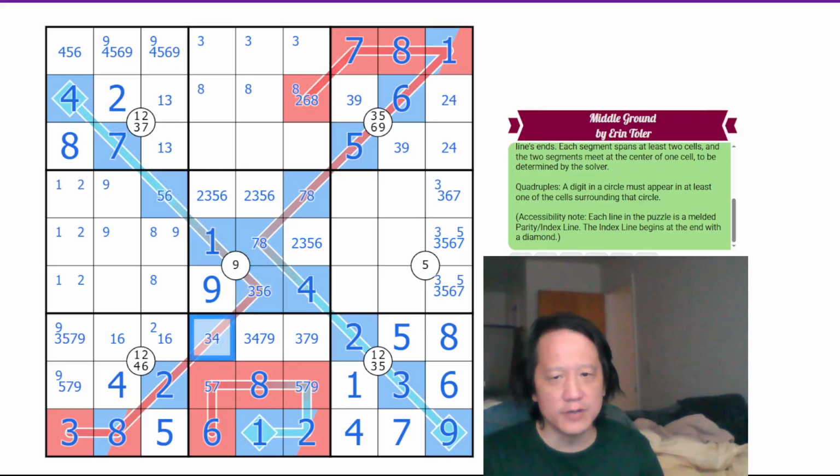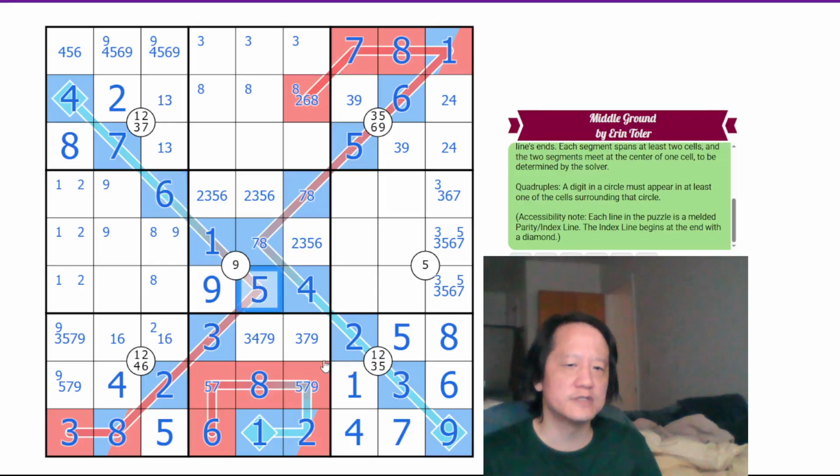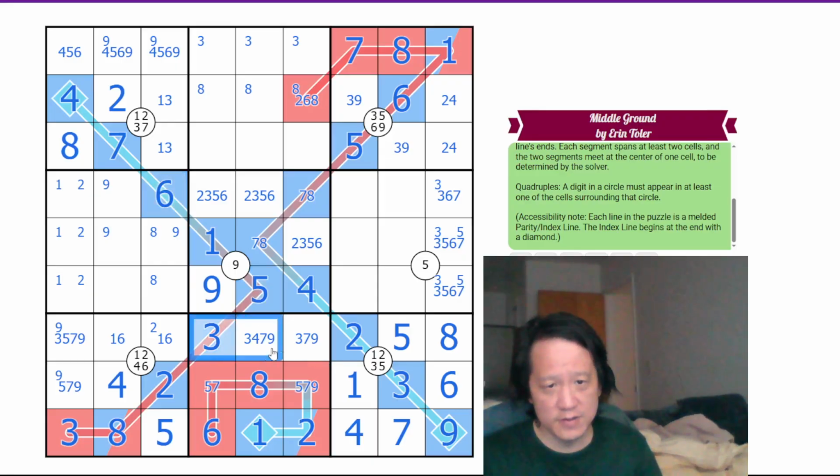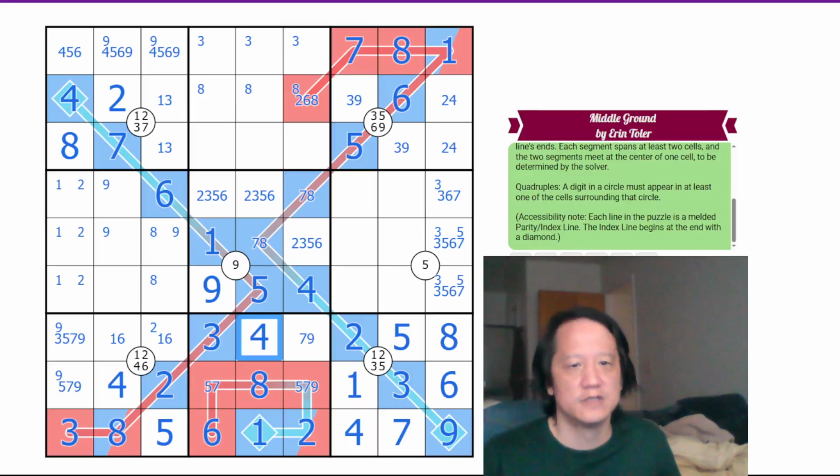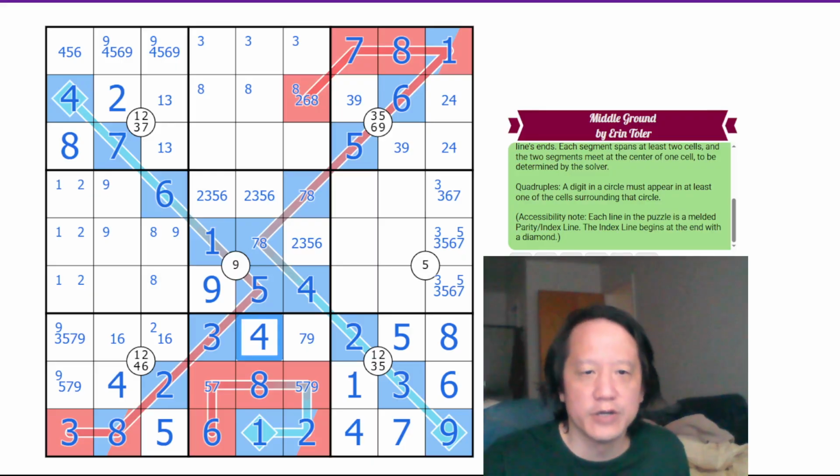4 cannot be on this index line, so this must be 3, which means 3 has to be in the 6th position, so this is 6, that's 5. This can't be 3, it's 7 or 9. We have to have 4 there, so this all seems to work, unfortunately. Shoot. Okay, I was hoping to reach a contradiction here.